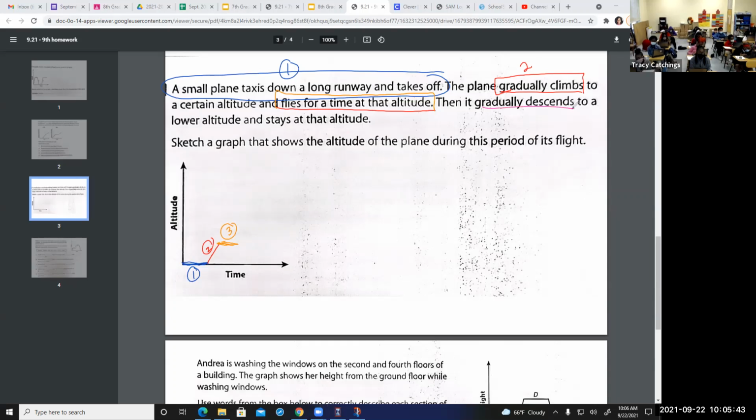All right, then it gradually descends. So let's make that bigger. So 2, 3, we should have gone across, and then you said we gradually descend. 4, and then we stayed at that altitude. So then we go all the way down to the bottom? Okay, so I don't need to go all the way to the bottom. Go down a little bit and then go across.